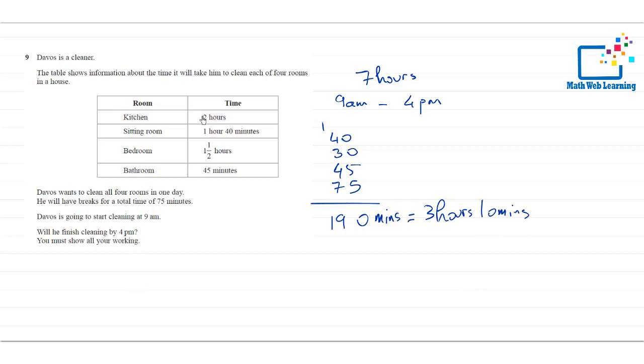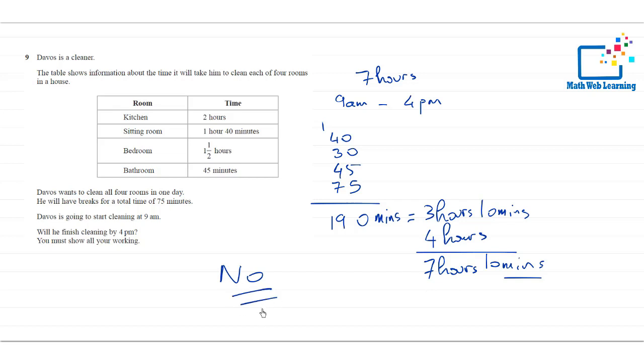Now we need to add up all the hours together. So we've got 2 hours here, 3, and a 4 here. So plus 4 hours. So altogether it's 7 hours, 10 minutes. So the answer is no, he can't finish cleaning by 4 PM. And the working out is there. Next question is question 10.